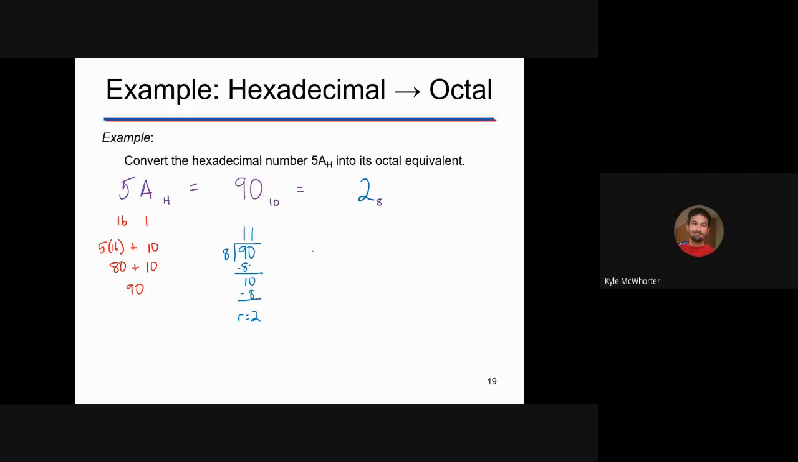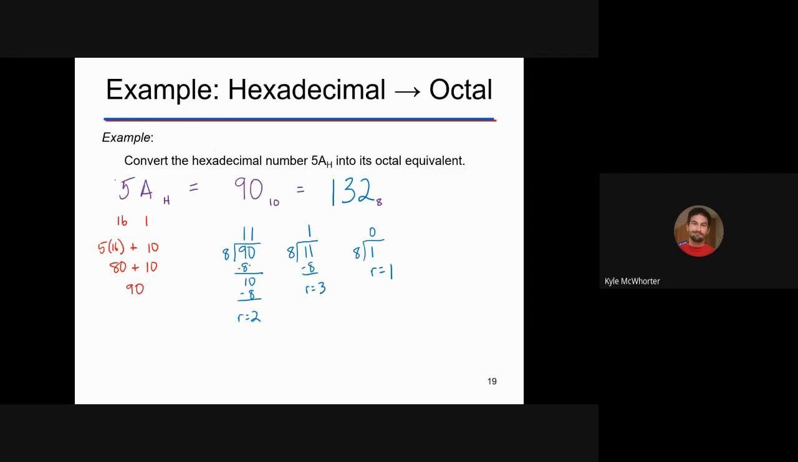Now I'll take the 11, divide by 8 again. 8 goes into 11 once, and the remainder is 3. So my next digit is going to be a 3. Now I do the 1. 8 goes into 1 0 times, the remainder is 1, so our last digit we write is a 1.